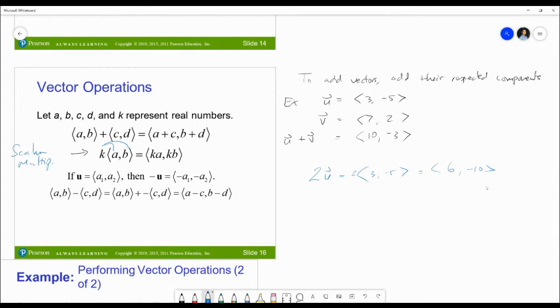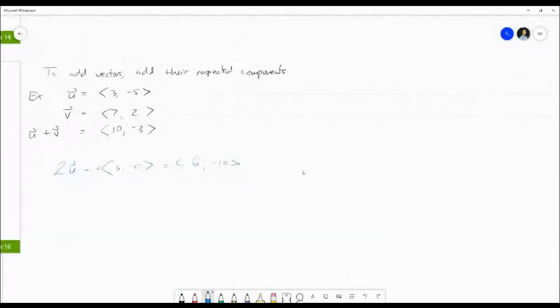So let's look at what these vectors look like when I graph them. All right, so 3, negative 5 is here. You see it's in the fourth quadrant. Now, if I want to take twice of vector u, it's 6, negative 10. So that's 3, 4, 5, 6, 7, 8, 9, 10. Basically, it's the same vector, but now it has twice the magnitude, or twice the length. So this is 2u.